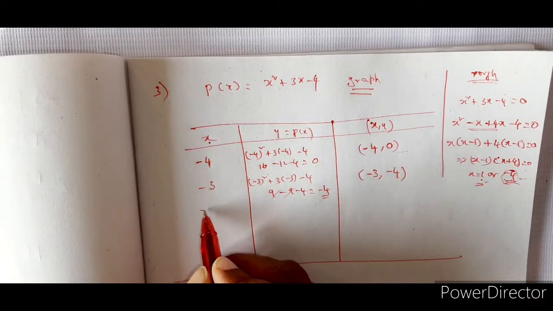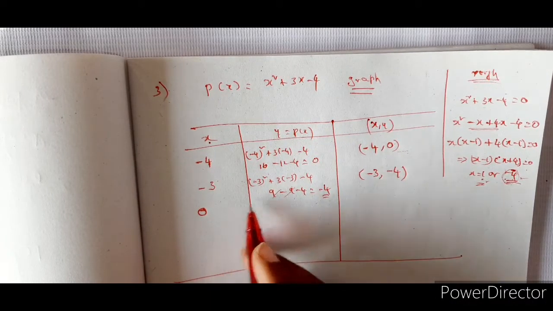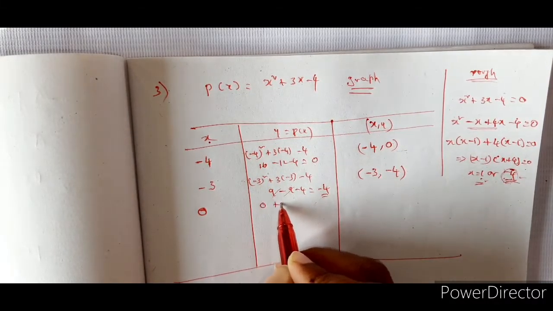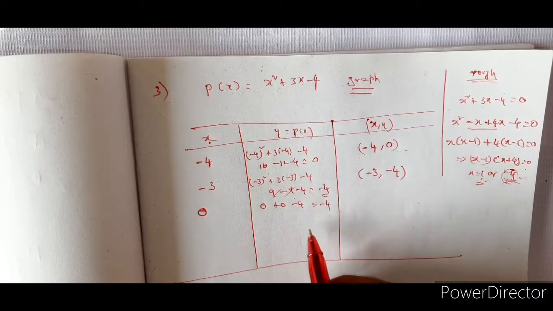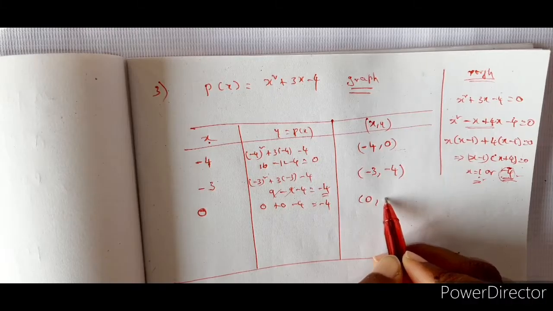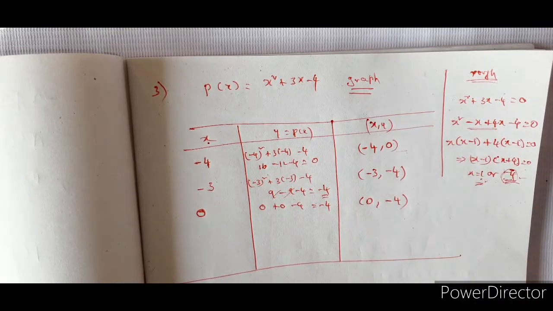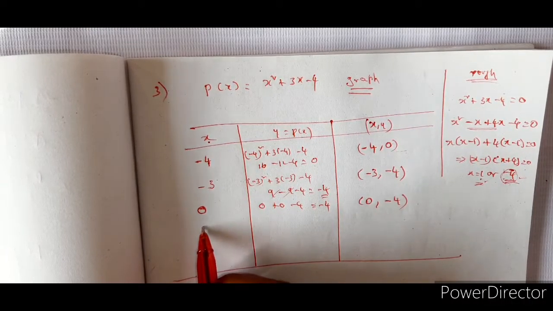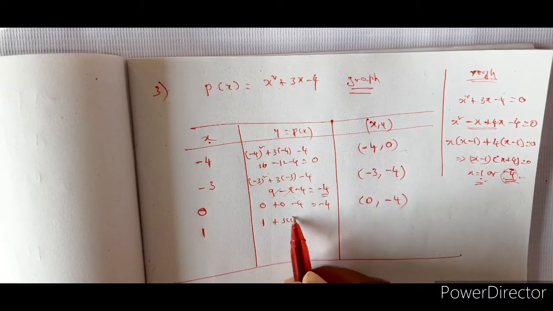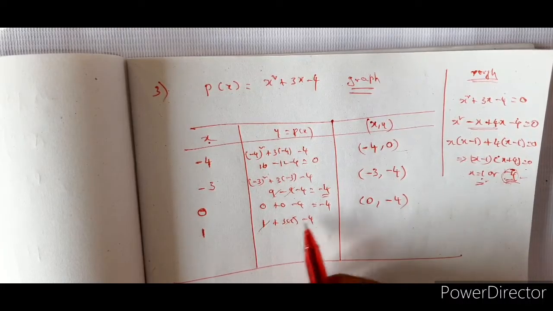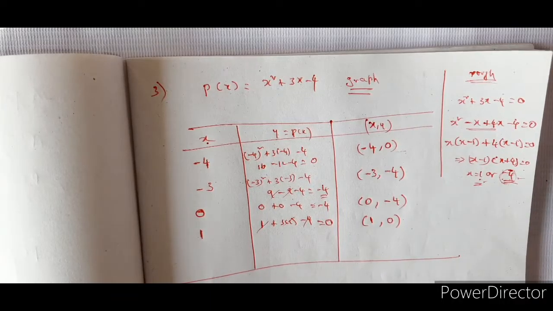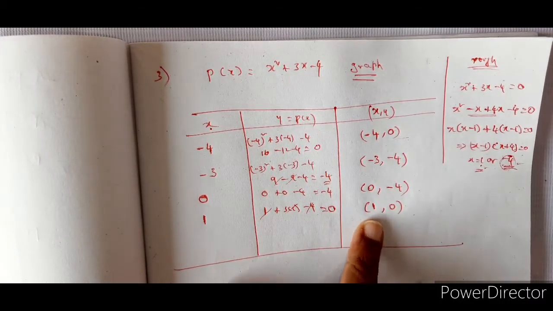Now x is equal to 0, I will take now. So now my value is x square, that is 0 plus 0 minus 4, that is equal to again minus 4. So now x value is 0 comma y value is minus 4 again, right? So now I will take x as plus 1. X square is 1 plus 3 times of 1 minus 4, which is equal to 0. That means 1 comma 0 is my point, right? At x is equal to 1, I got this one.